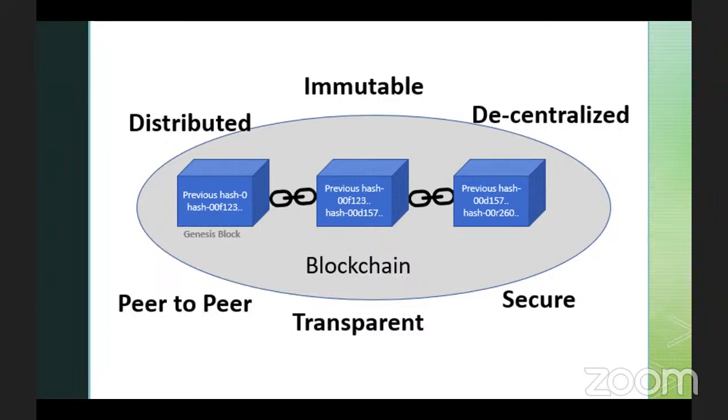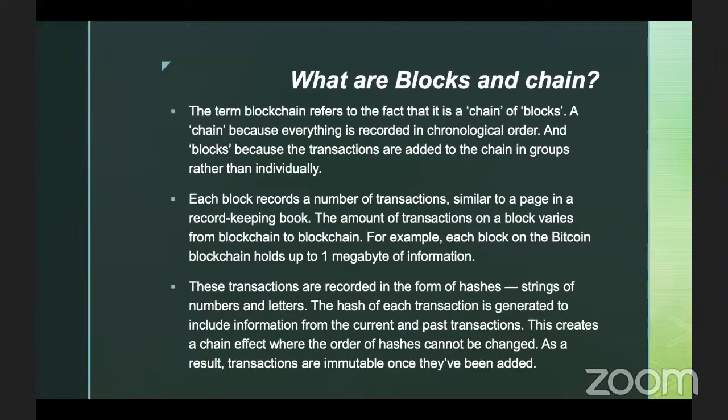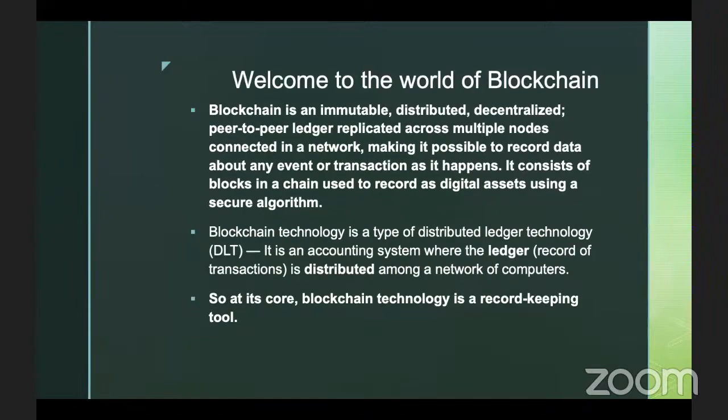In a blockchain there's no malpractice. No one can access the data in between. So blockchain is immutable. It is distributed. Why do we say that it is distributed? There is no central authority to monitor it.